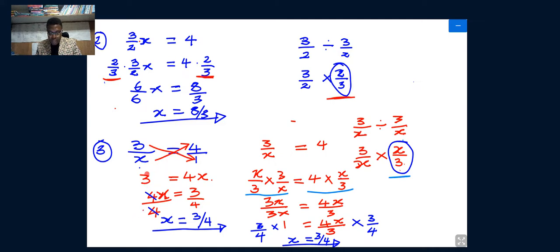Then we're left with 3 equal to 4x. Then we divide by 4x, both sides. We get the same answer. You see, it's exactly the same thing. What else do you want on linear equations? I think we've exhausted all the options.